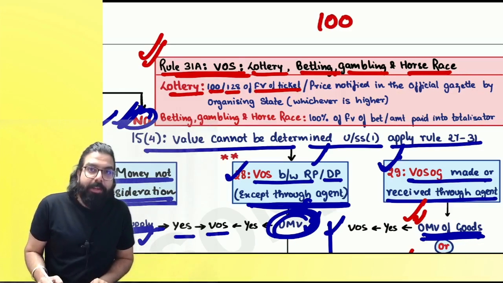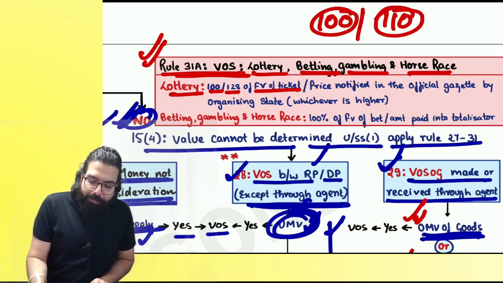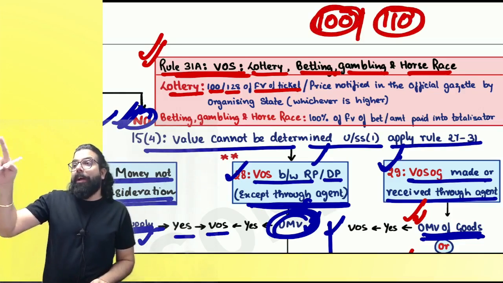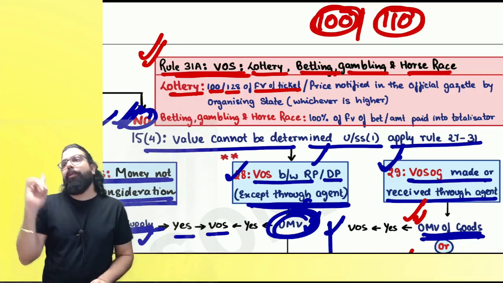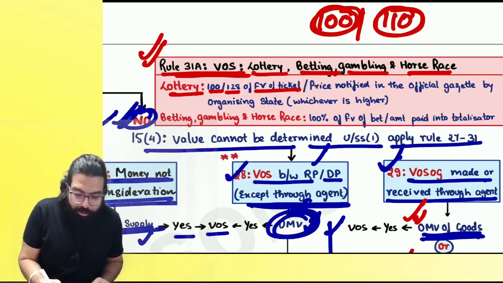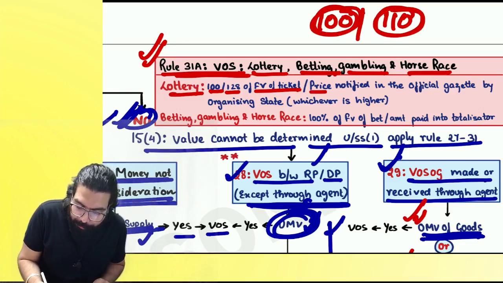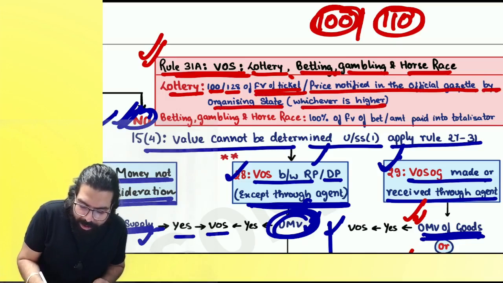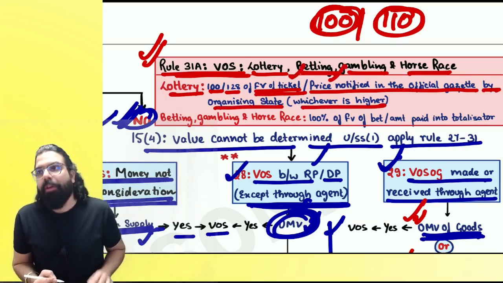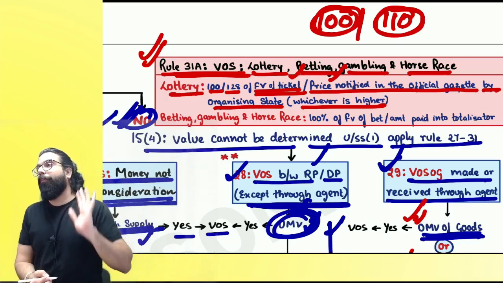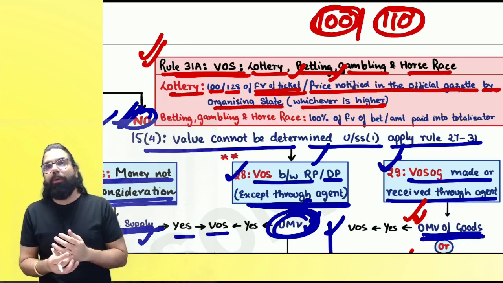Supposing the lottery is 100 rupees and the price notified in the official gazette is supposingly 110. So whichever is higher of that, multiplied by 100 divided by 128, you will get the value. Can I go ahead, everyone? It is always assumed that the lottery is inclusive of 28% GST of the price notified in the official gazette or face value by the organizing state, whichever is higher. Face value or price notified, whichever is higher, you have to take multiplied by 100 divided by 128. 28% is assumed to be GST. Can I go ahead, everyone?